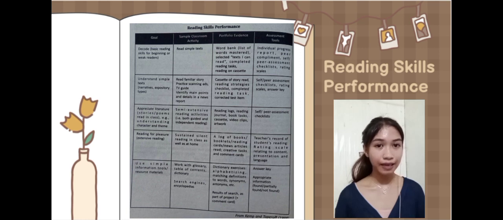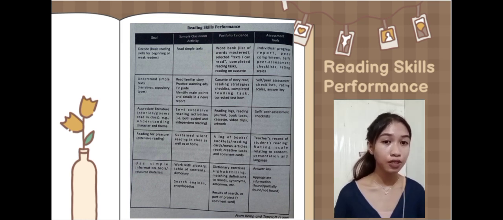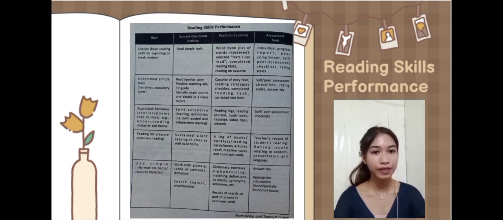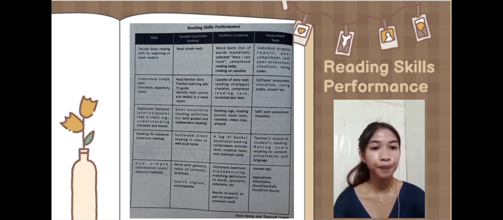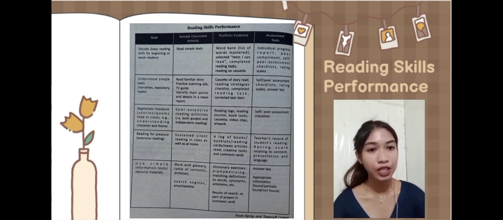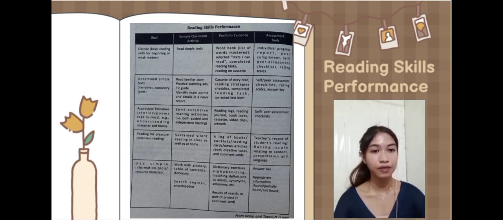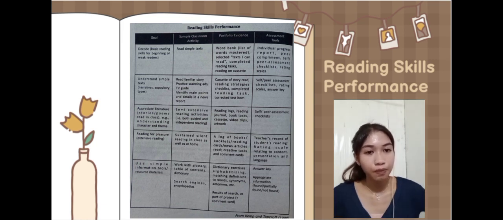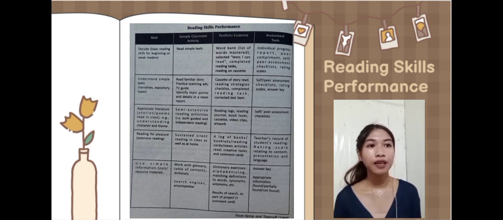If your goal is to use simple information tools or research materials, you should do a sample classroom activity like work with glossary, table of contents, or dictionary, or also search engines, encyclopedias. And your portfolio evidence will be dictionary exercises, alphabetizing, and matching definitions to words, synonyms, antonyms, etc. And also results of search as part of projects plus comment card. And your assessment tools will be answer key and appropriate information found, partially found, not found. So that is reading skills performance.